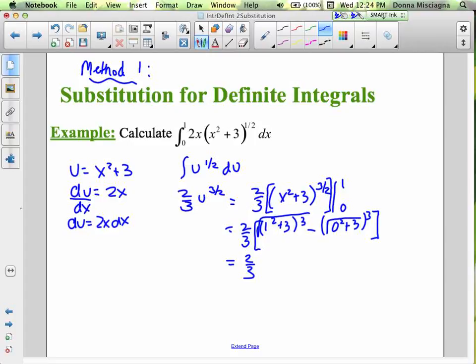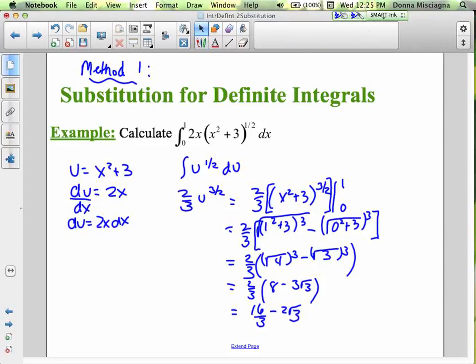But I kind of liked not substituting back into this one. I liked substituting back into that simple one we had. All right, so this one would be 1, this would be 4. So this would be the square root of 4 cubed minus the square root of 3 cubed. So it's going to be 2/3. This is still going to be 8, minus 3 square roots of 3. And so we're going to have the exact same answer as before: 16/3 minus 2 square roots of 3. So exact same answer.